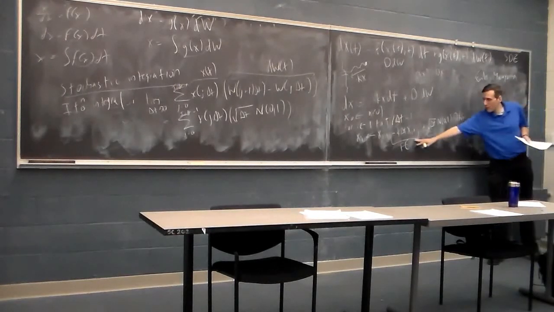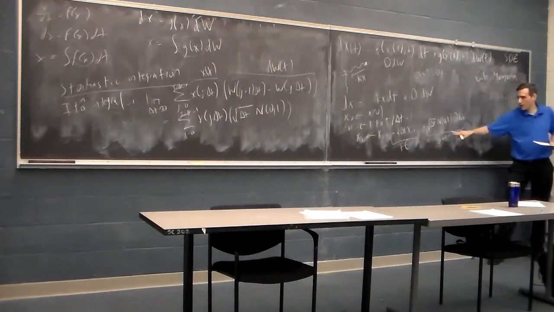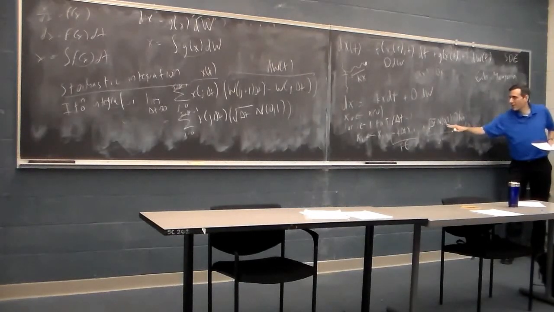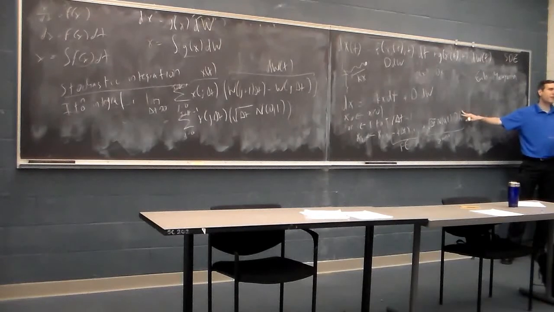So just do the forward Euler for the deterministic part and do the square root of delta t times the normal (0, 1) times the magnitude of the noise for the Brownian part. All right, so any questions about any of that?